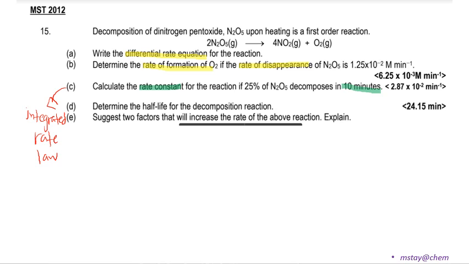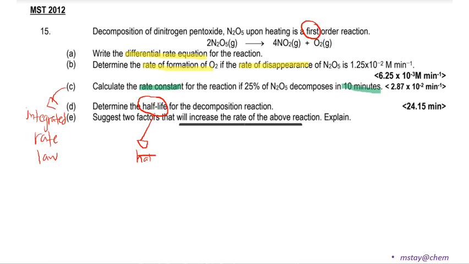Next, if the question asks us to determine the half-life, again we are going to use the half-life formula. This is why it is important for us to know the order of the reaction, so that we can choose the correct formula.